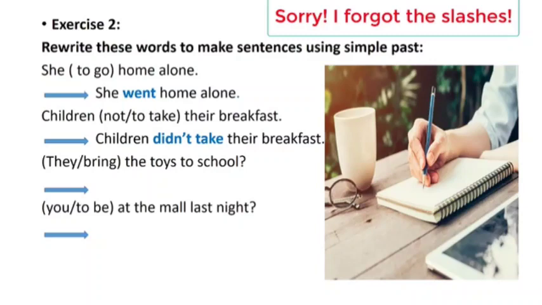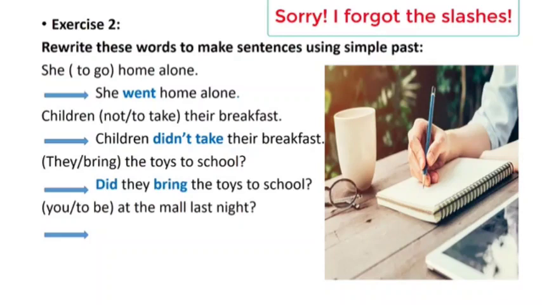Okay, let's go to number 3, sorry. They bring the toys to school. And you have interrogative form. Okay, I'm waiting. What do you use to make interrogative forms? What do you use, the verb to do, in simple past, which is did, and the subject, and plus the verb, do you remember? So let's hear your answers. Good. Did they bring the toys to school?